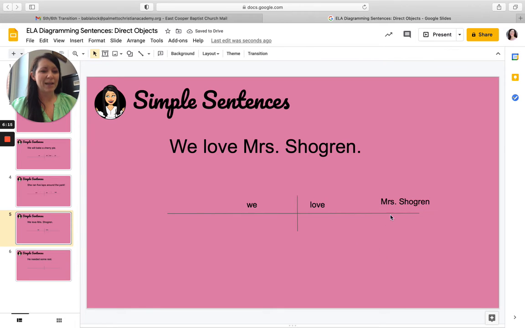Do you know why we're diagramming both Mrs. and Sjogren? It's because it's a proper noun. When you have proper nouns, you diagram the whole noun. So we diagram Mrs. and Sjogren. And now we've separated out with the direct object line right there. Simple subject, simple predicate, direct object.